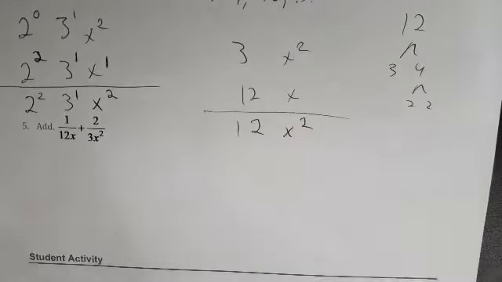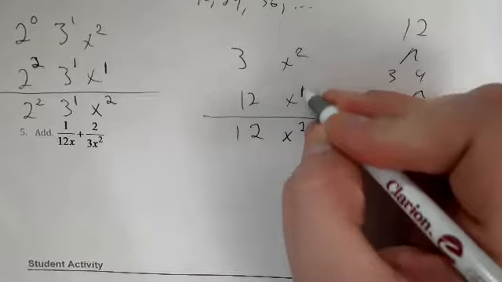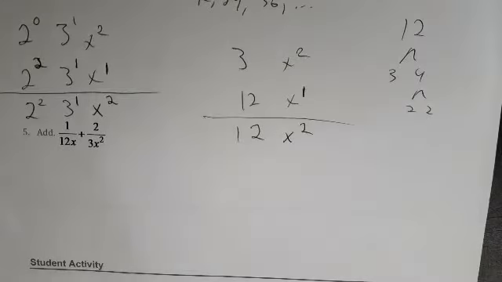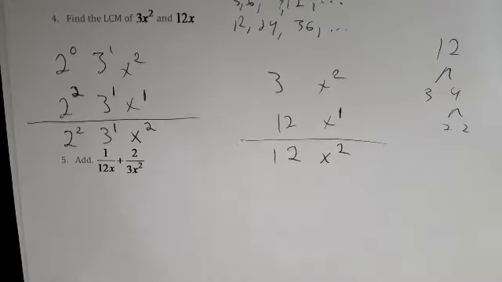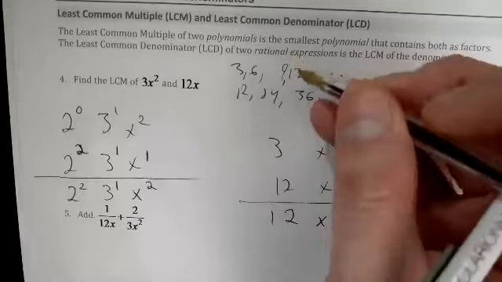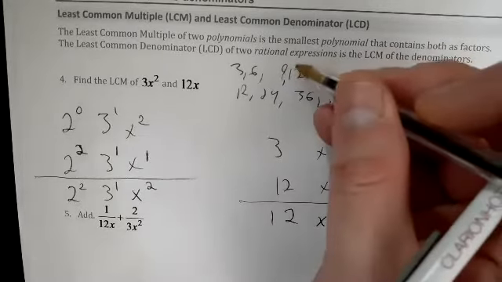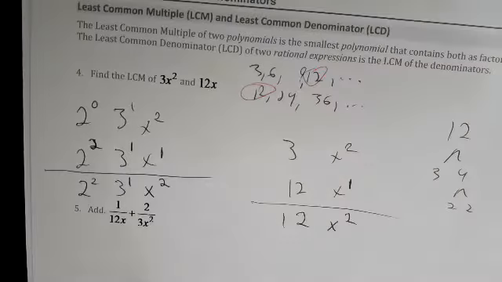Same thing here. I want to pick the largest one. This is x to the first power. This is an x squared. Between 1 and 2, I'm picking 2. And you might do this. It's like, where do these first match up? Well, right at 12, right?